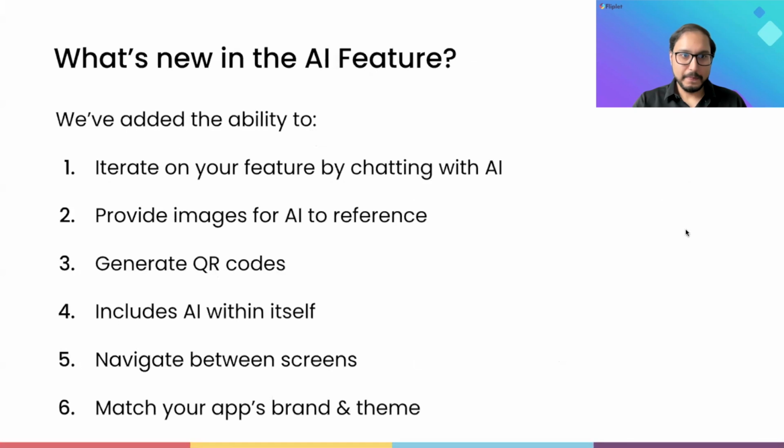So we've been working hard on the AI feature, and we've added a few new abilities now. The key ability that we've added is that now we have the ability to chat with AI. So you can basically iterate on your features. You can ask AI for something, it will generate something, and then you can ask it for smaller tweaks or smaller additions to it, and it will work with you in an iterative way to build out what you need.